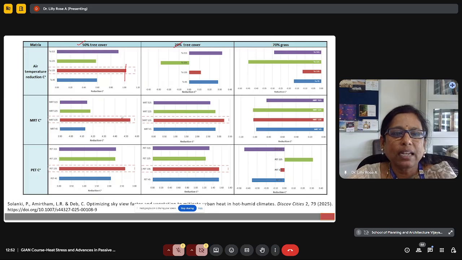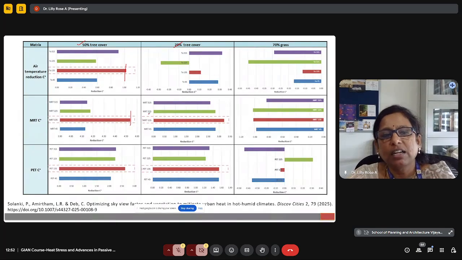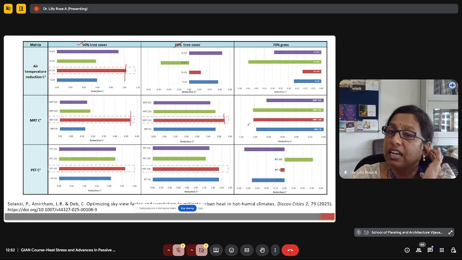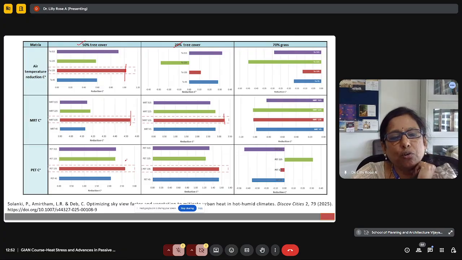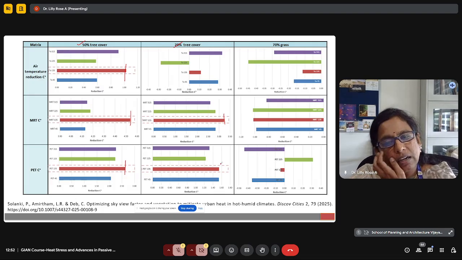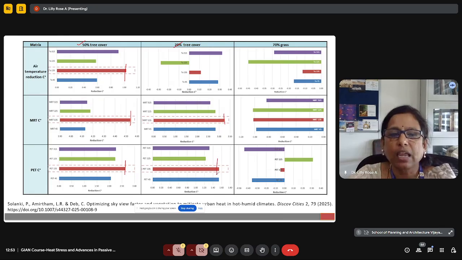Similarly, in terms of MRT, there is a reduction of about 4.75 degrees Celsius in 50% tree cover, and 3.25 degrees in 20% tree cover, and the temperature increased in 70% grass cover. Similarly, a reduction of 2.5 degrees Celsius was observed in PET for 50% tree cover, and 1.6 degrees Celsius for 20% tree cover, and the temperature increased in 70% grass cover.